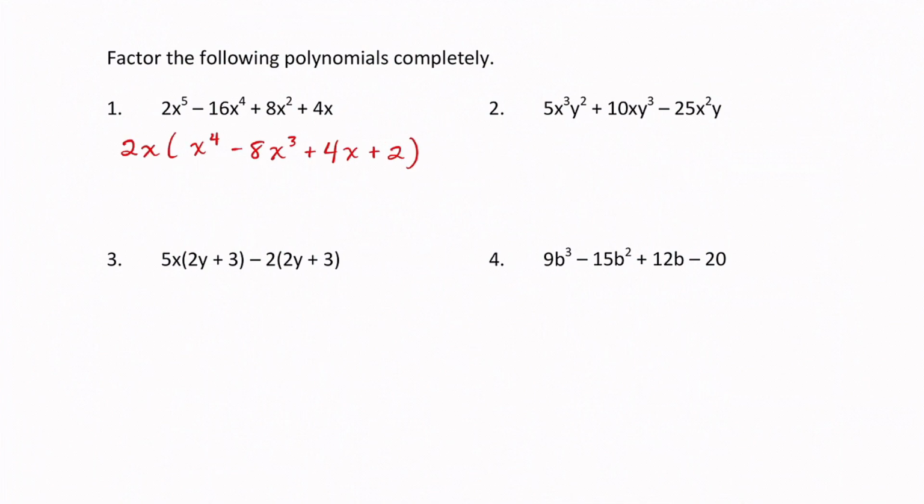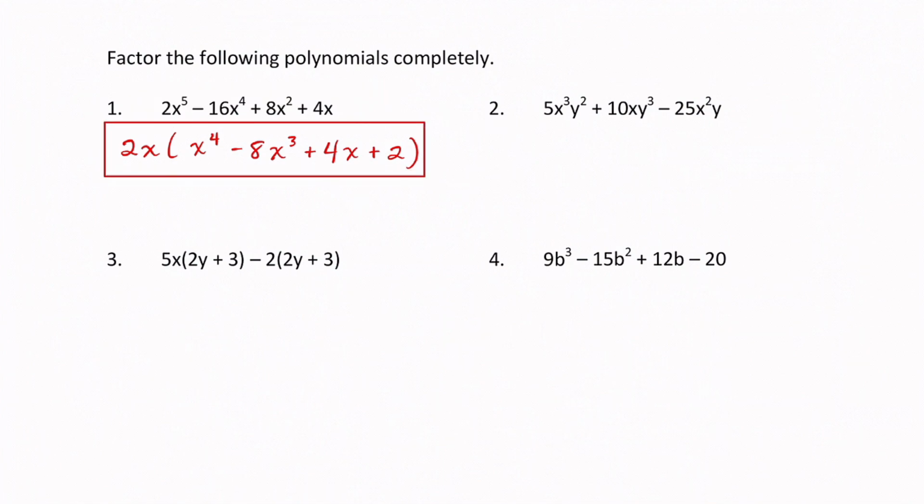Okay, so I took a factor of 2x out of each one of these, so they all have one less factor of 2, and we can see they all have one less factor of x. And that is as far as you can go with factoring that one. That is our final answer.